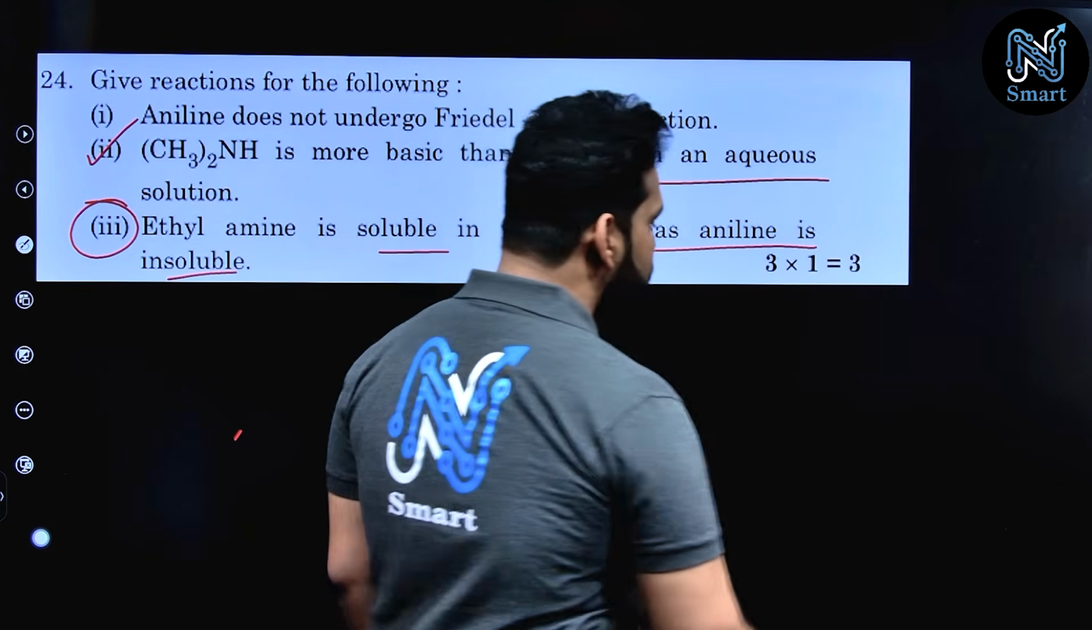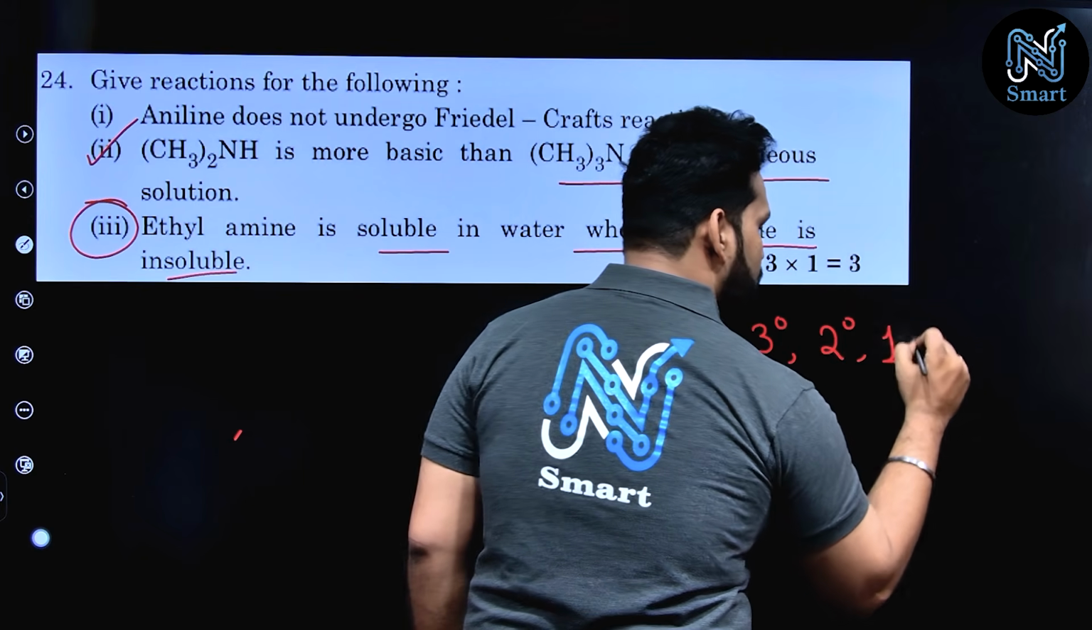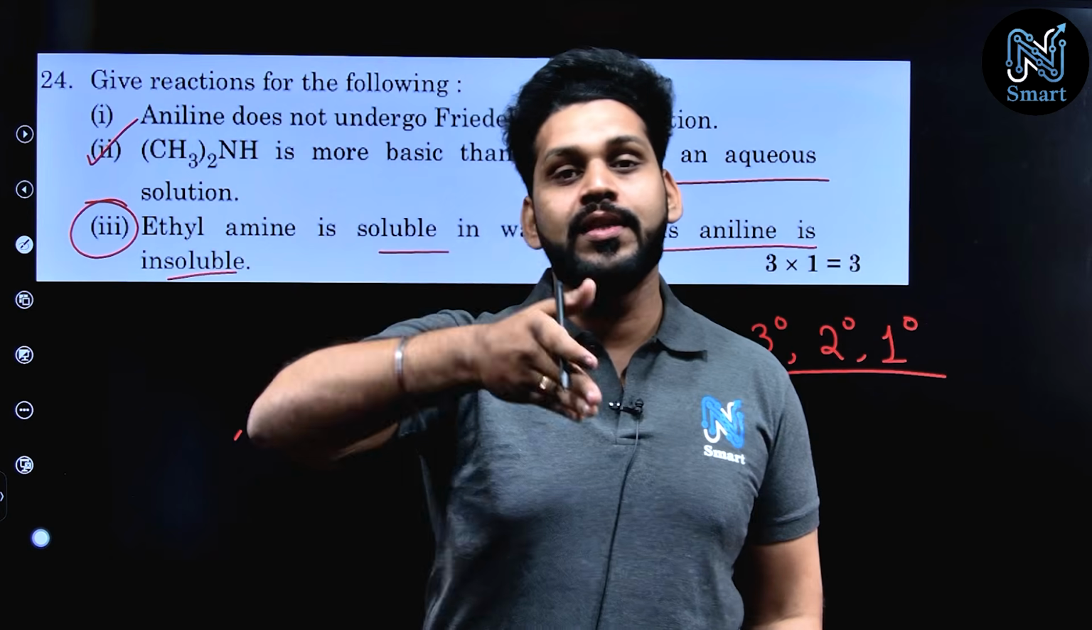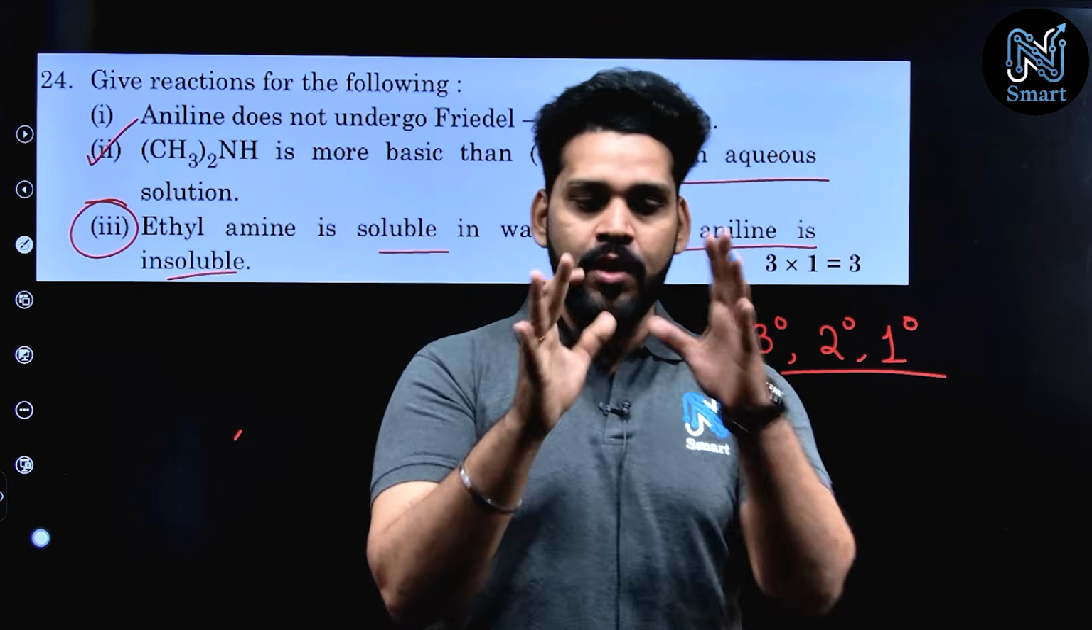The original question was: you have a 3-degree amine, a 2-degree amine, and a 1-degree amine. What is their basicity in the gaseous state, and what is their basicity order in aqueous medium? Okay, this is the original question. So where will you find it, guys?